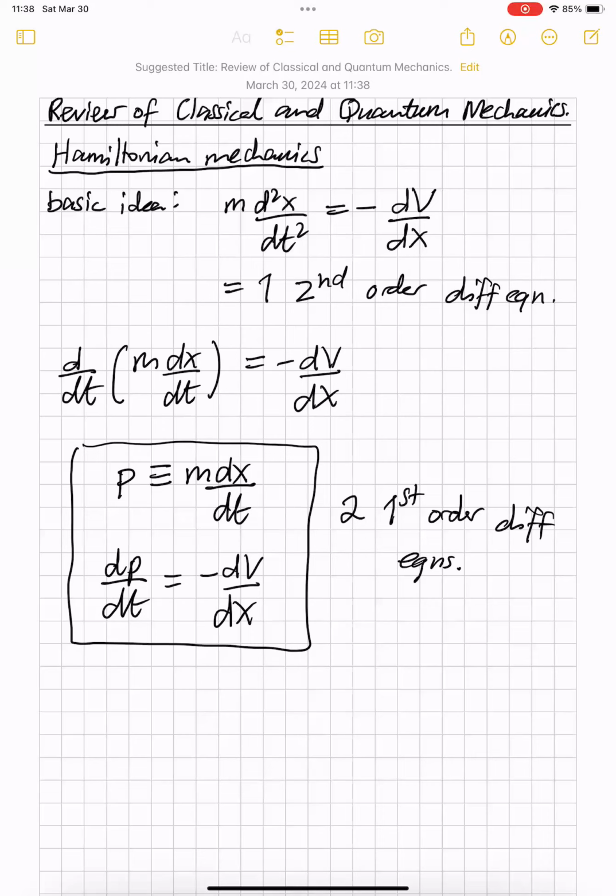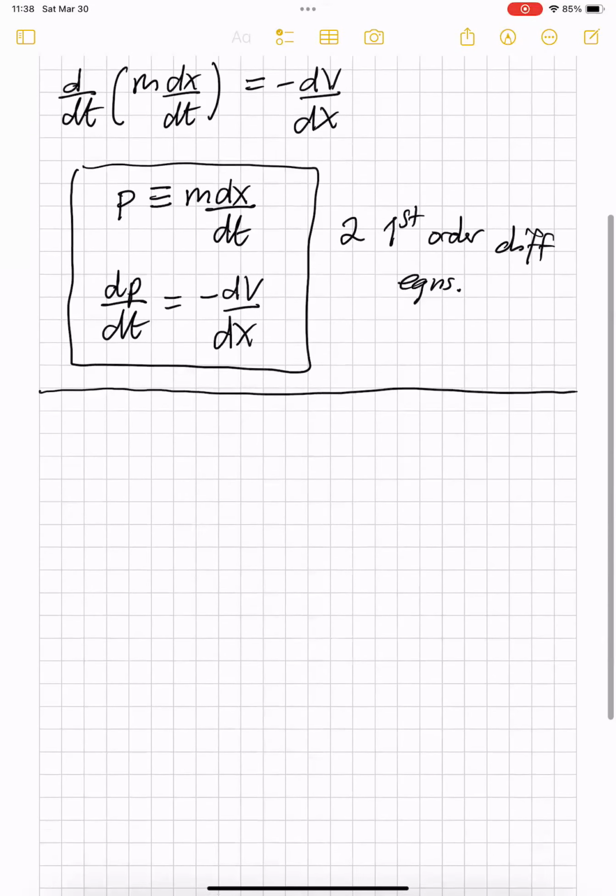In fact, Hamiltonian mechanics is a way to systematically do this regardless of what system you're discussing. So that's the basic idea. We're going from one second order equation to two first order equations. So let's see, how does this work? Let's do this in general.